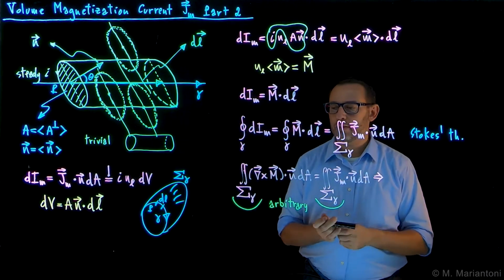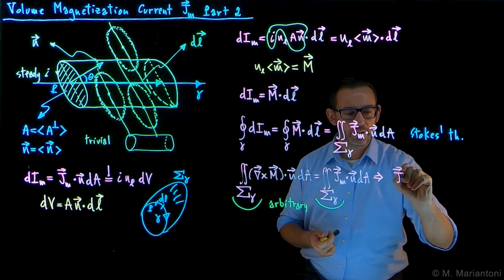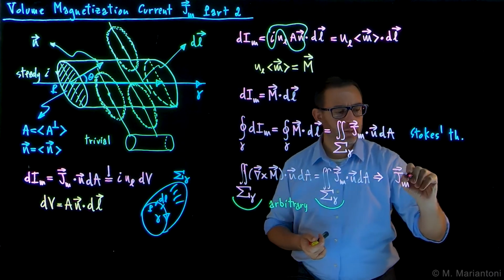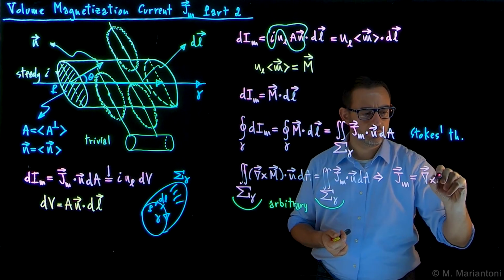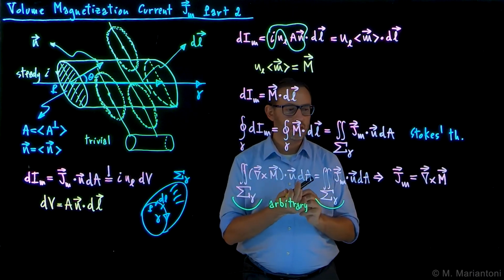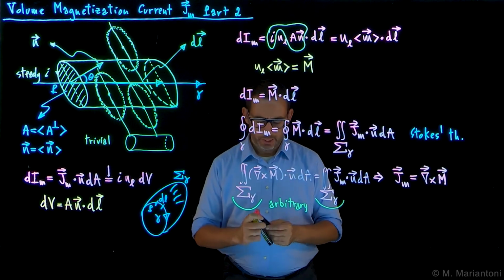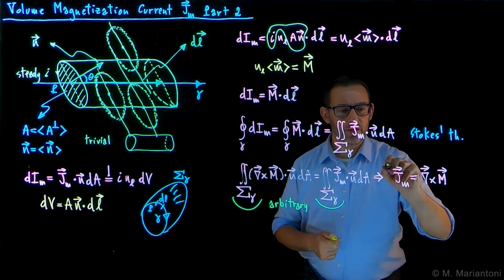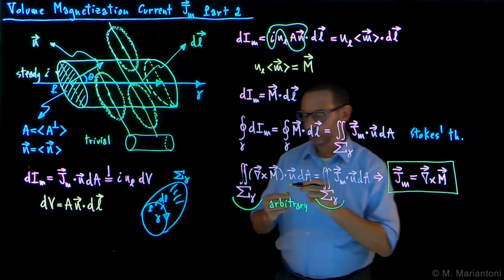And so we obtain that the curl, the Jm, let's invert it, Jm from here, has to be equal to the curl of m. So the curl of the magnetization vector has to be equal to the magnetization volume current density Jm. Okay? So let's circle this one because it's the main result of this video.